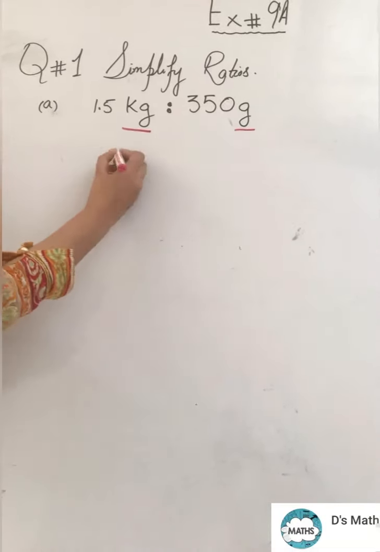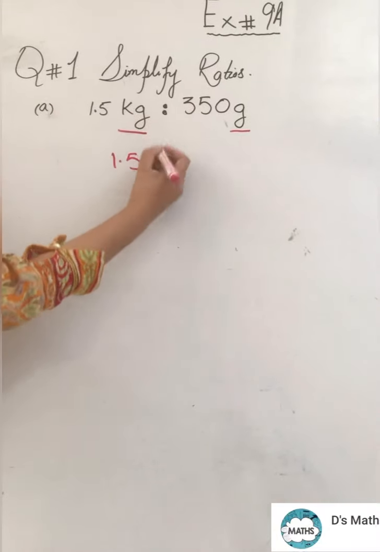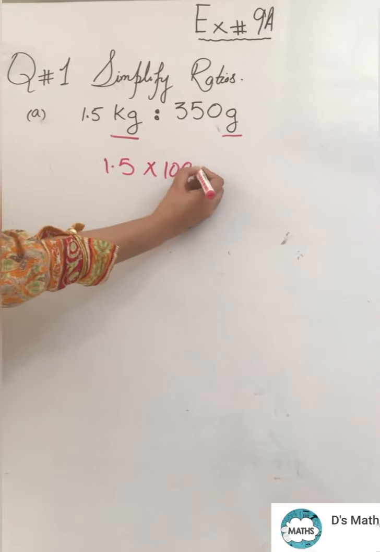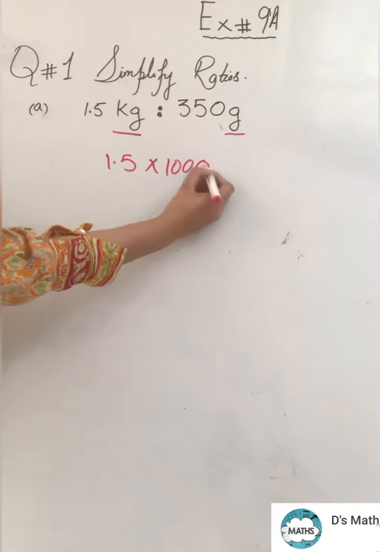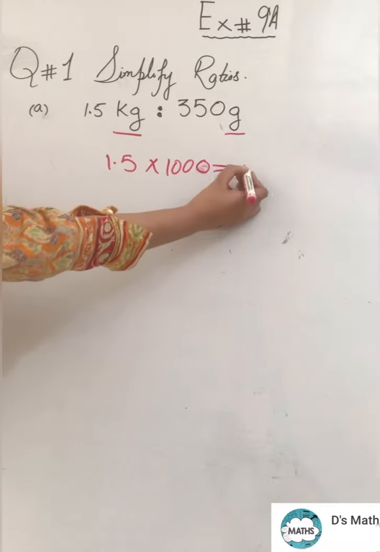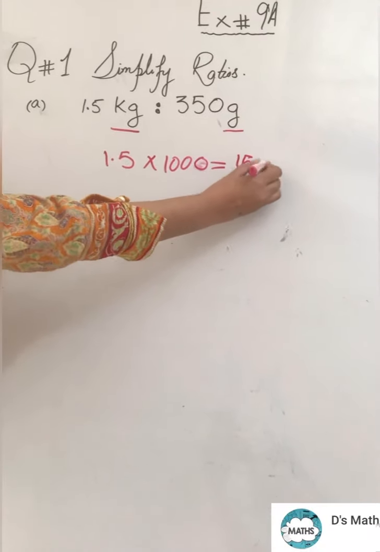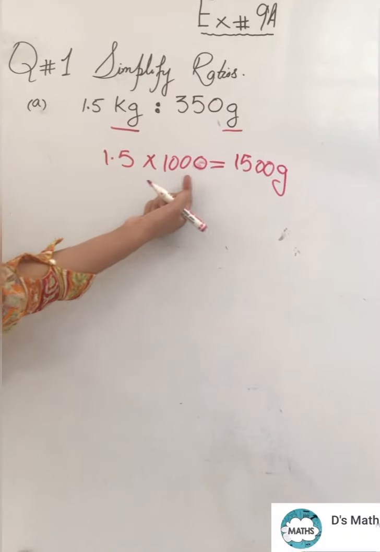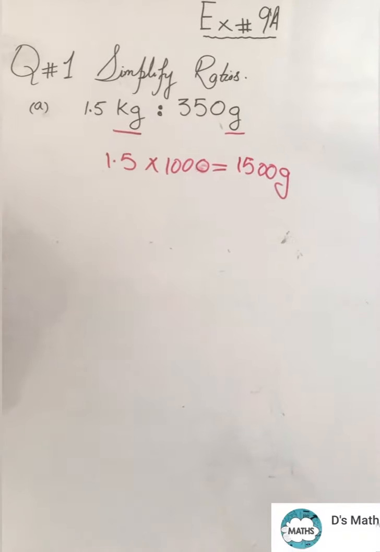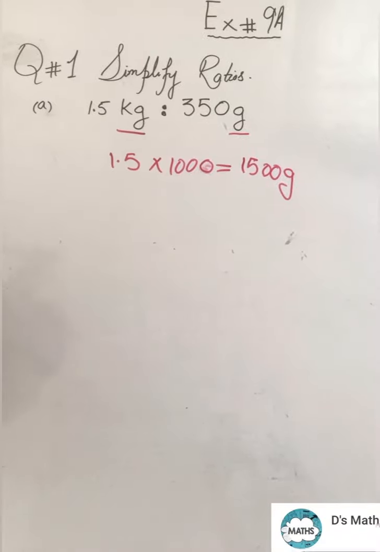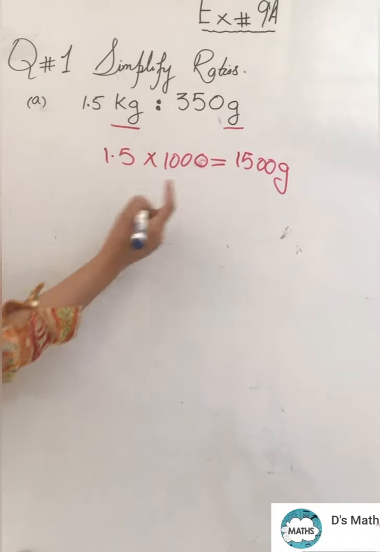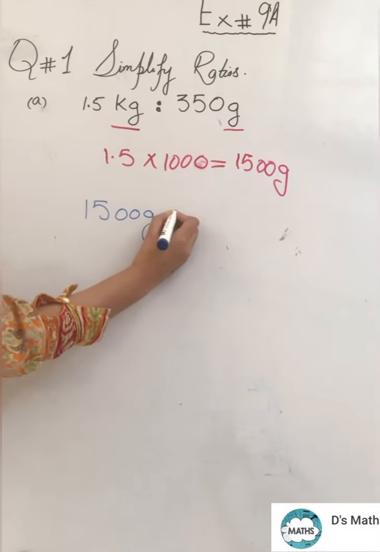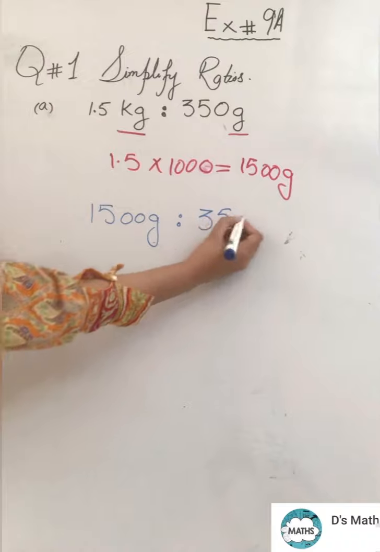So it's better if you convert this kg into grams, and we know that 1 kg is equal to 1000 grams. So we multiply this with 1000. When you multiply this with 1000, your answer is 1500 grams. That means if you convert 1.5 kg into grams, your answer is 1500 grams. Now we will put the value of 1.5 kg as 1500 grams, ratio 350 grams.